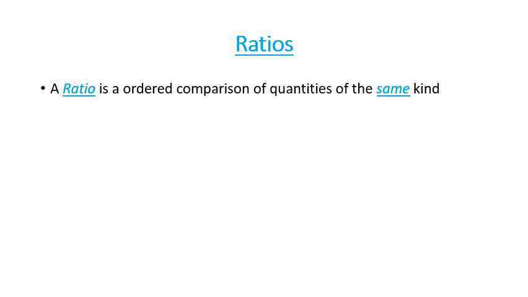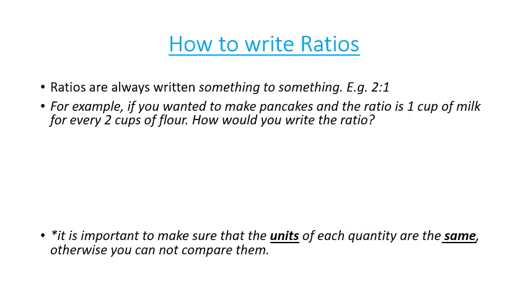Essentially, it means that you are comparing things that are the same or have the same units. So when we talk about the same, we're actually talking about the same units. Alright, and that's very important because ratios are always comparing the same units. So it's really important that you understand how to write ratios. And as you can see here, ratios are always written something to something.